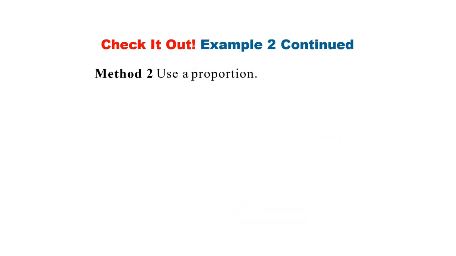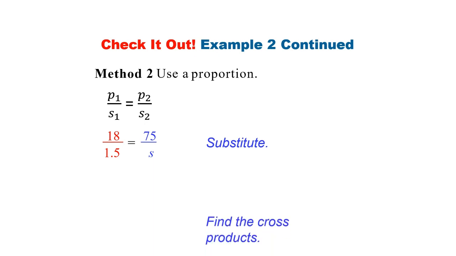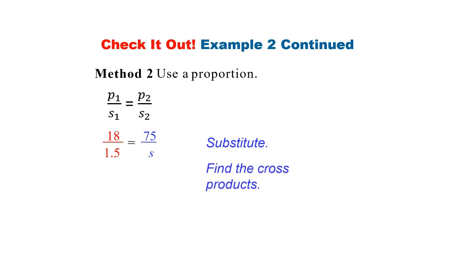So let us now proceed to method number 2. Use a proportion. Since k sub 1 equals k sub 2, therefore P sub 1 over S sub 1 equals P sub 2 over S sub 2. Replace the values so it becomes 18 over 1.5 equals 75 for P sub 2 over S. Find the cross product. Then the equation becomes 18S equals 112.5. Solve for S by dividing both sides by 18 and the value of S equals 6.25.